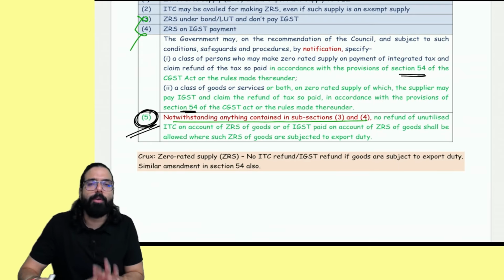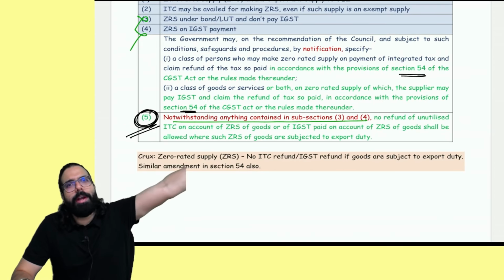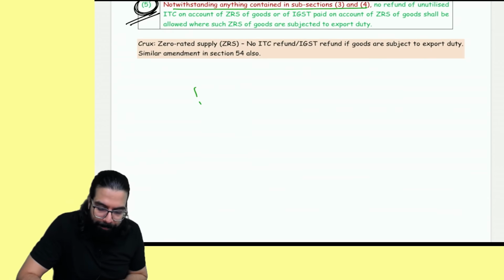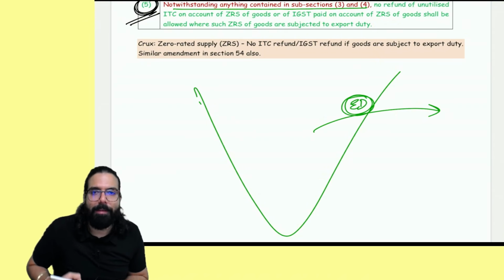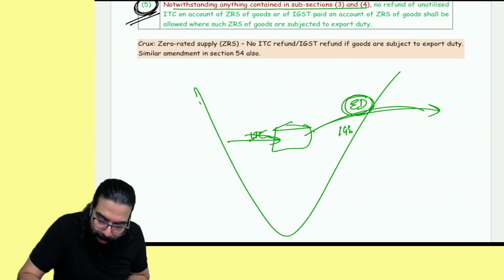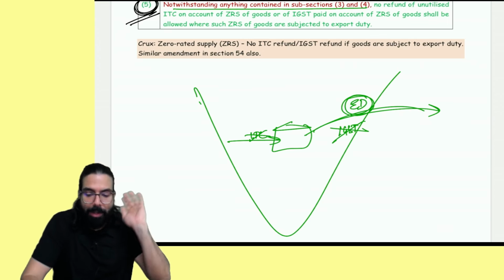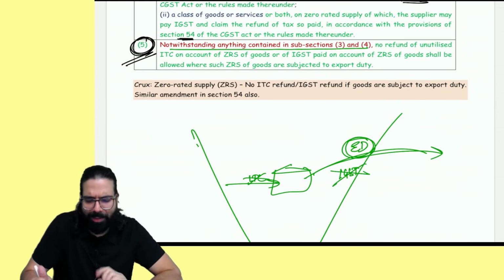Now, what they have gone ahead and told is, if the goods which you have exported are subject to export duty under Customs, then people, one minute. If you have exported some goods which are subject to export duty, then on these goods you will not get an ITC refund also. Or if you have exported on payment of IGST, an IGST refund is also not there. That is what they have told over here. Simple. This was already there earlier. Now they have gone ahead and inserted it in Section 16 also.